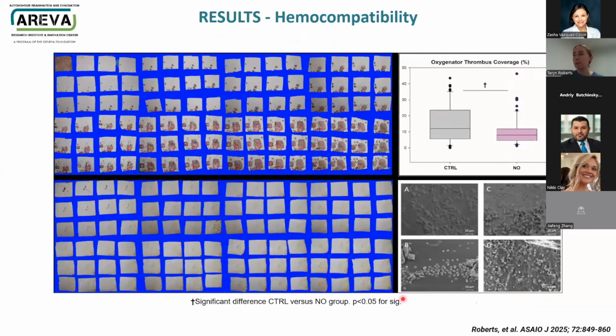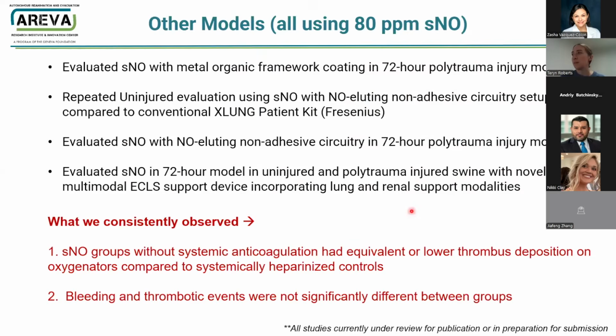We do a lot of work with oxygenator dissection. We saw in this study that the oxygenator thrombus coverage was significantly reduced in the nitric oxide animals compared to the controls. And again, these controls are heparinized, the nitric oxide group is not. So this is a very promising and exciting signal that we're seeing here.